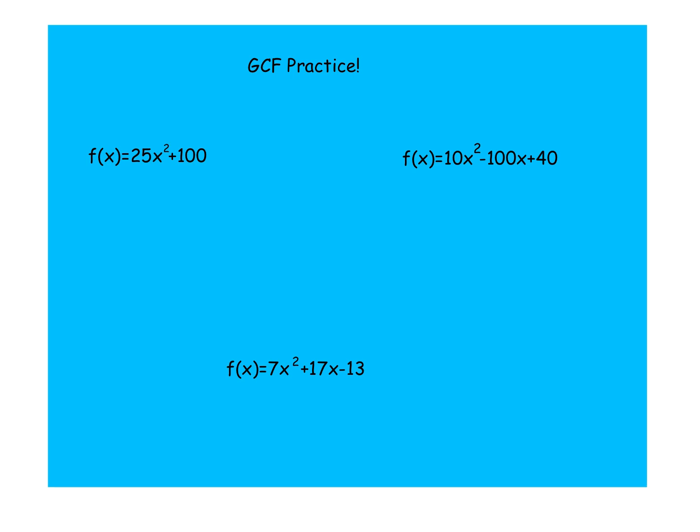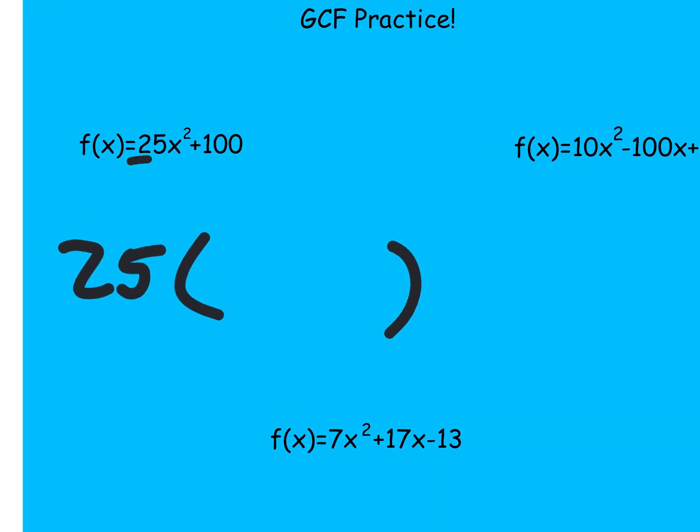Try this. Try the blue page. Just figure out what goes into them. It's finding the GCF and then dividing by it. Saying what went into 25 and 100? 25. And if you're like, well, I don't know what to put on the inside, then do the little divide by 25 thing. And I get x squared plus 100 divided by 25 is 4.